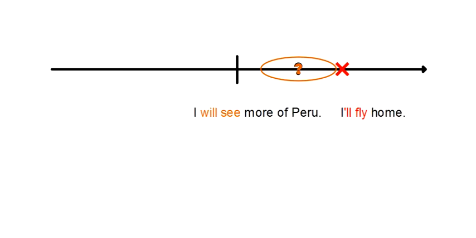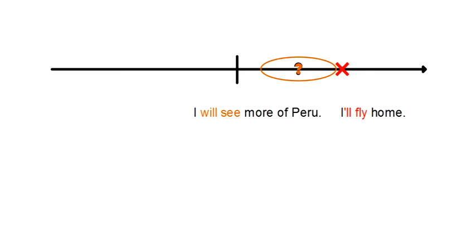Okay, so this is the present perfect that I was showing you. Remember, I moved it up from the past. Let's move it a little more. And now you've guessed it, we're talking about future perfect. So here are two future actions. I will see more of Peru. And then I'll fly home. This is my trip to Peru.